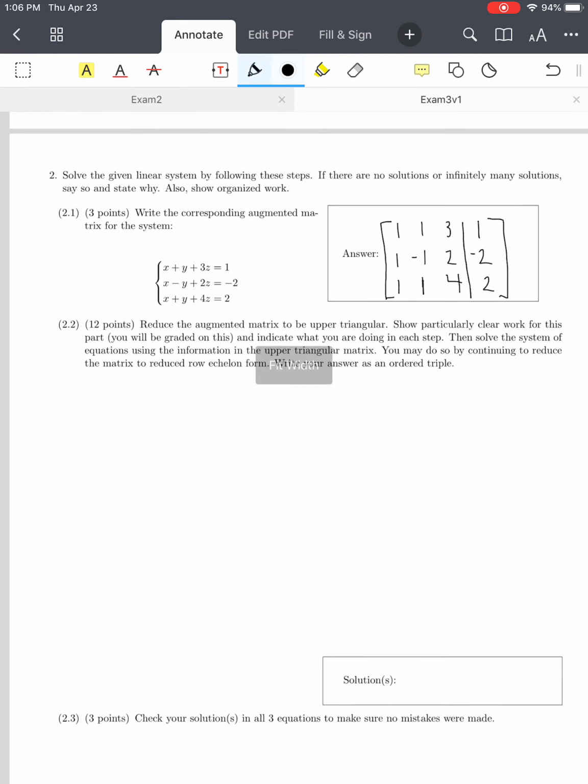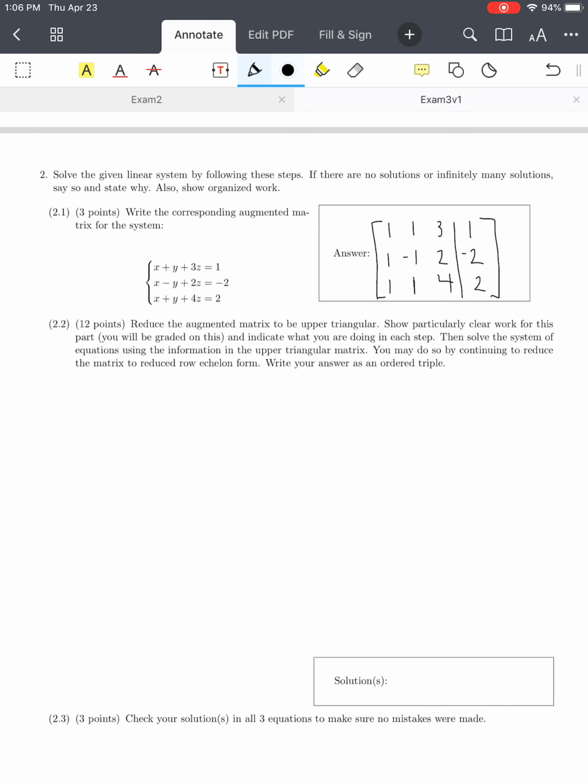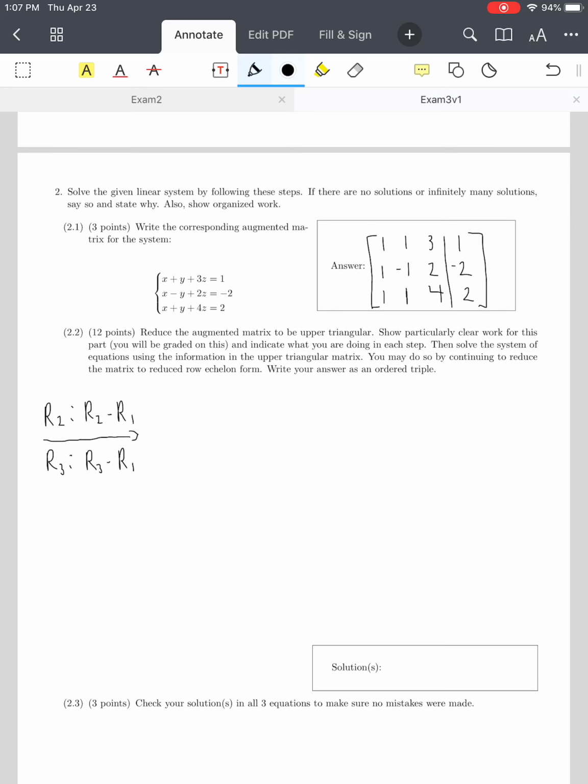Part 2 asked us to reduce it to be upper triangular. Upper triangular is the same thing as row echelon form. So we're going to use row operations. There are different ways of denoting row operations. This is what I do. I'm saying row 2 becomes row 2 minus row 1, then row 3 becomes row 3 minus row 1. The way you do it doesn't have to be exactly the same, just make sure we can follow your work so we can actually grade what you're doing.